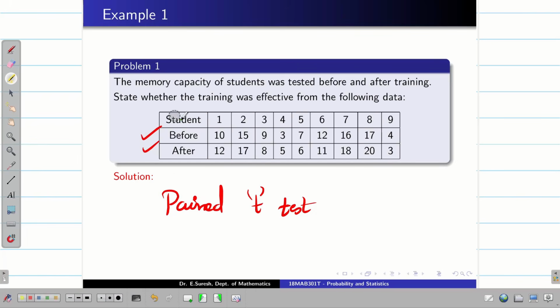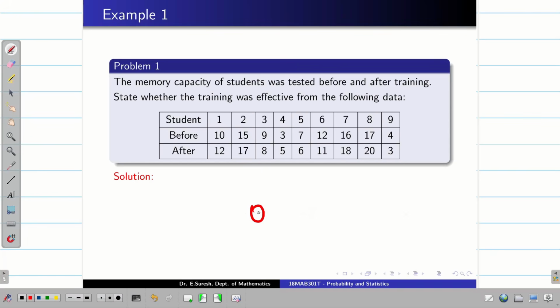And very important, this is the label of the student: first student, second student, third student, etc. We should not consider this. This is simply the label. The data are here. And one more trick in the paired t-test: when we compare before and after, either my knowledge will improve, or if there is a disease, then the disease will be getting reduced. You are getting healthy.